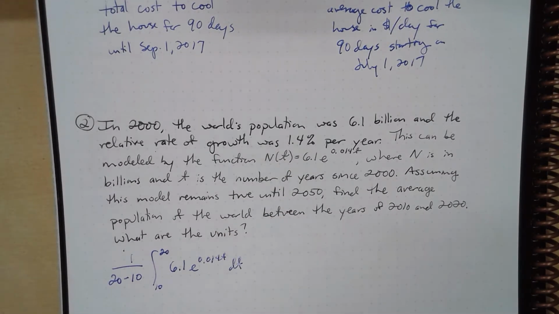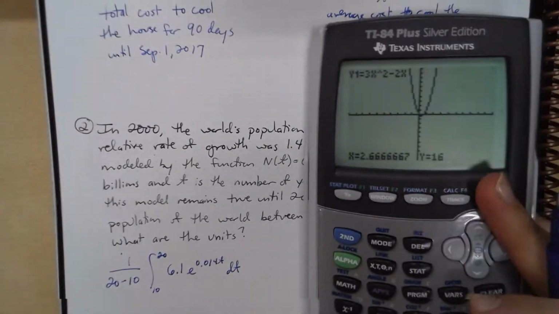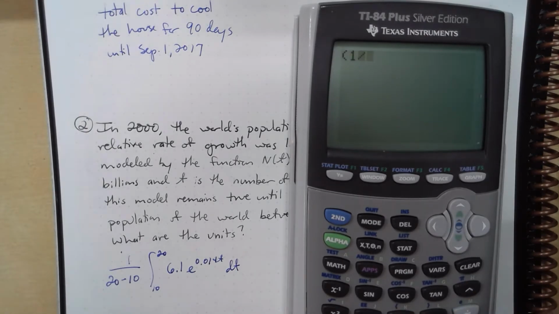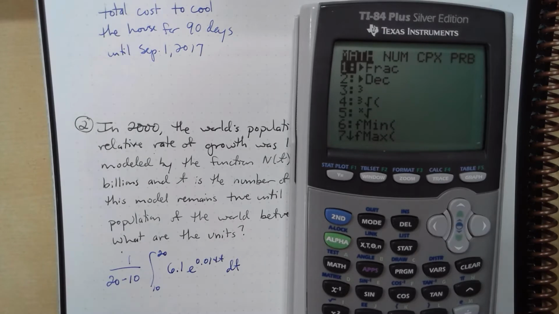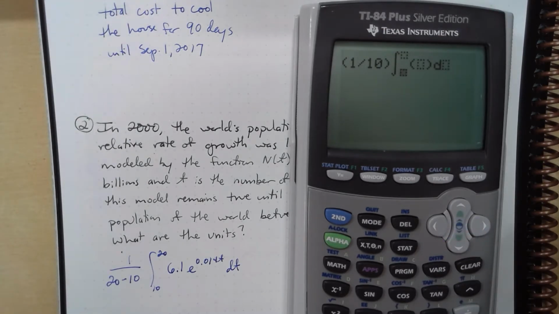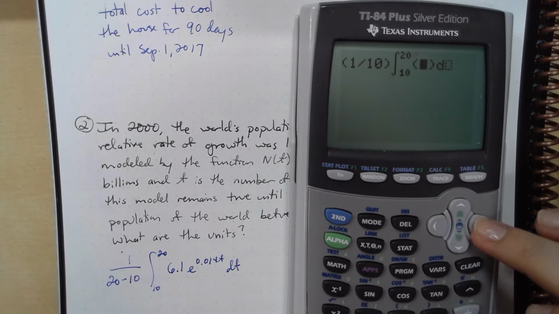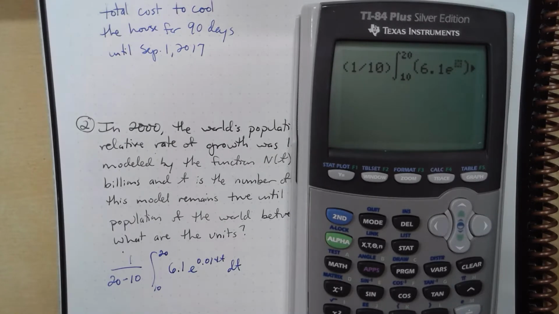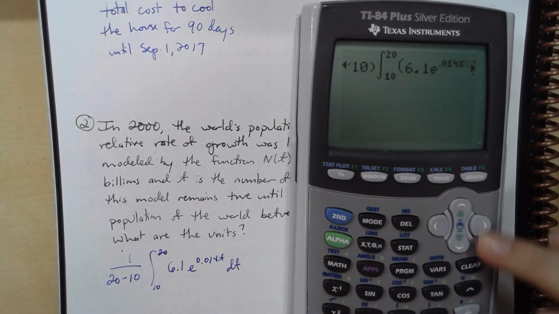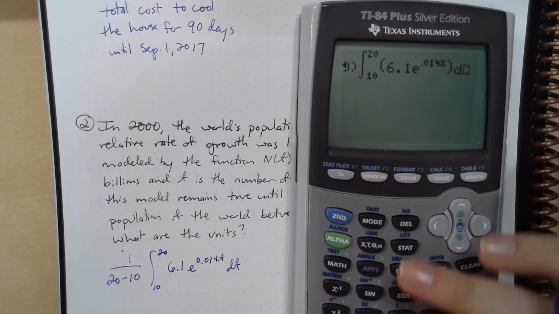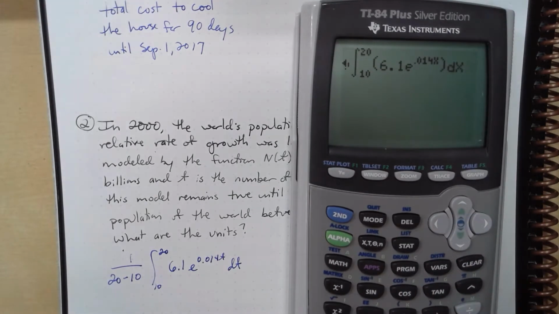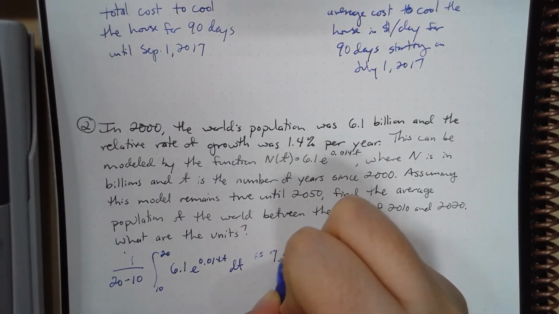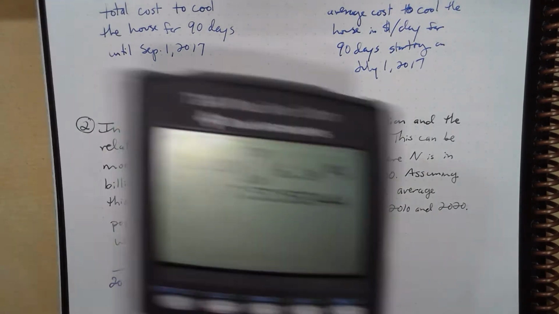And honestly, students, do not do this calculation on your own. This is crazy talk. Let's go to our calculator. So we're going to have 1/10 times math 9, the integral from 10 to 20 of 6.1 e to the 0.014 t. Don't worry, as time goes on, I'll actually teach you how to do that t stuff, but for now we can just use x. We calculate, and we get about 7.5316. You see that there?